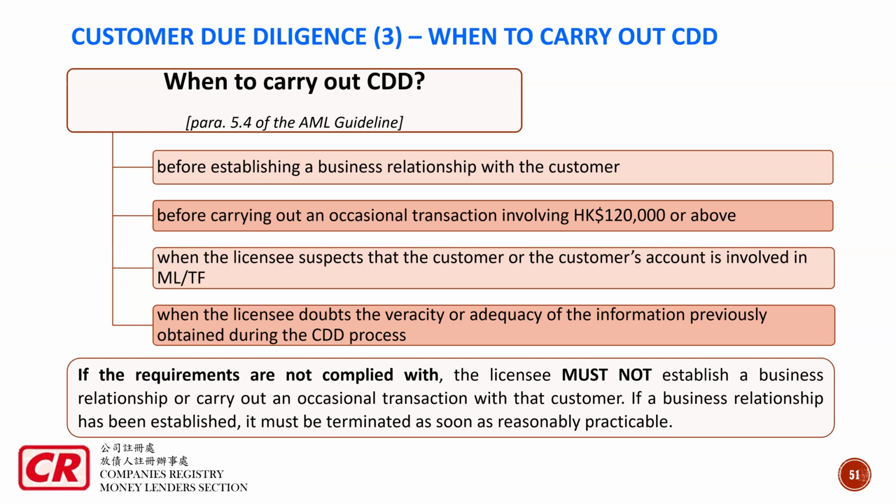If any of the requirements are not complied with, the licensee must not establish a relationship or carry out an occasional transaction with that customer. If a business relationship has been established, the licensee must also terminate the relationship as soon as reasonably practicable. The licensee should also assess whether this failure would provide grounds for knowledge or suspicion of money laundering and terrorist financing, and if so, they should file a suspicious transaction report with the JFIU.